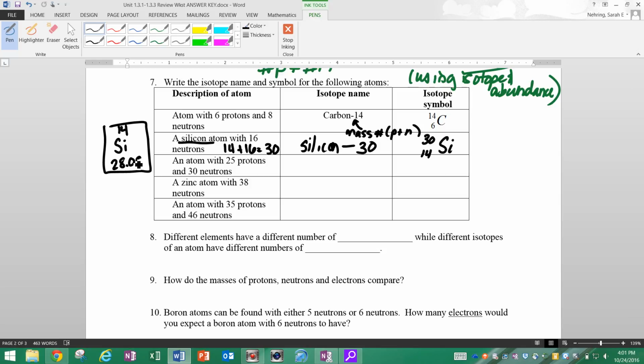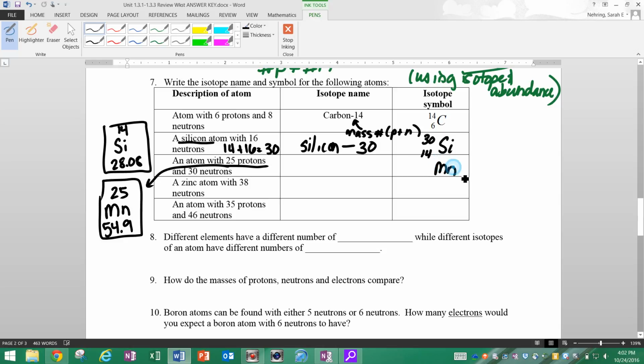So next one, 25 protons. If I've got 25 protons, then that means I am manganese. Okay, and again, I'll draw what I'm seeing here on the periodic table, 25, and then there's a Mn underneath it. And it has an average atomic mass of like 54.9. Okay, so if I've got 25 protons, it's manganese.